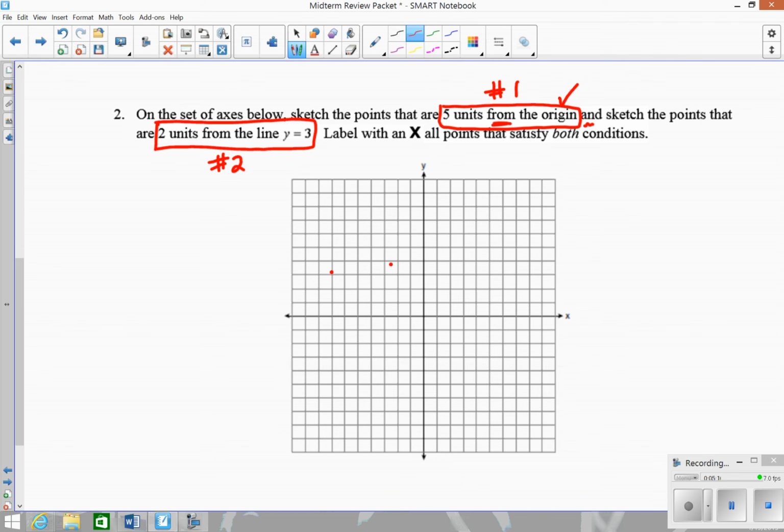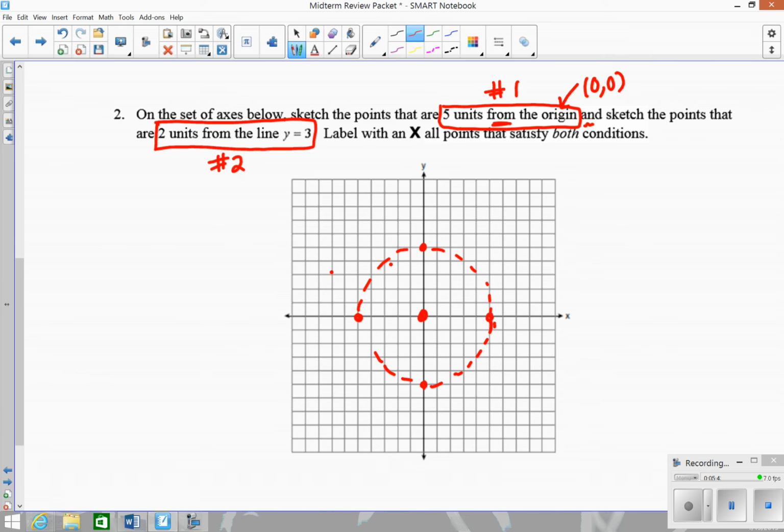So from the origin, remember the origin is the coordinate 0, 0. So you're going to start at 0, 0. You're going to go 5 units in all directions. So if you start with a point, you get out a circle because you've got to go 5 units in all directions. So 1, 2, 3, 4, 5 in all directions. And you're going to go ahead and connect these with dotted lines to form a circle. So the first one's done. Then we go to the second one.